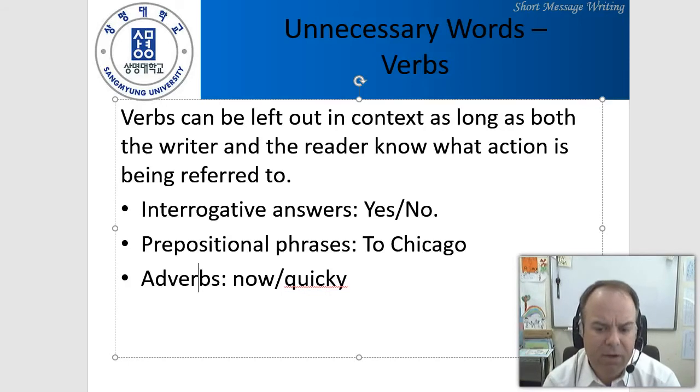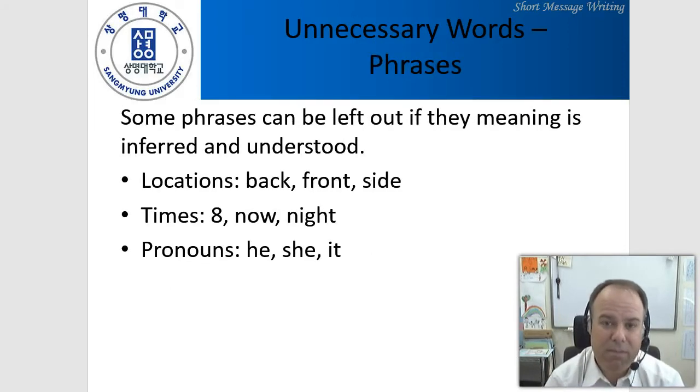And lastly, adverbs. So now, quickly, I can simply write those things and they refer back to something that was said before, right? Quickly, spelling error. And lastly, some phrases can actually be left out of correspondence and short messages if the meaning is inferred and understood.